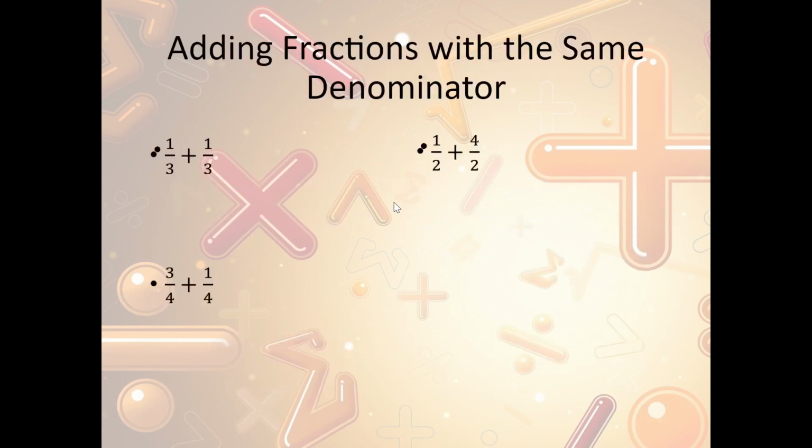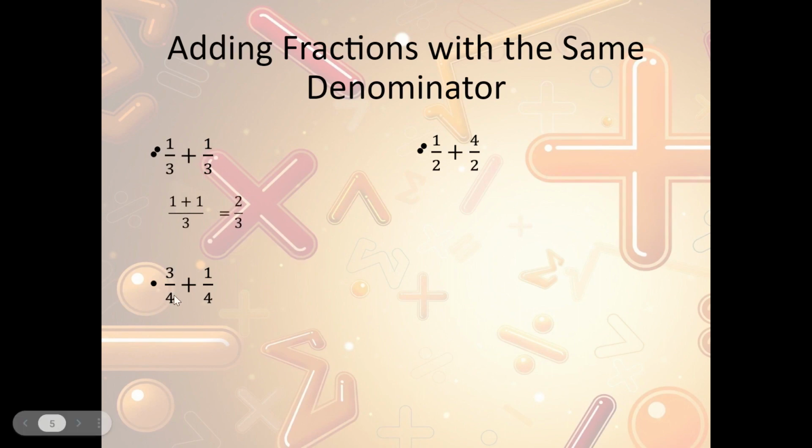So what does this look like? Well, we have an example here of 1/3 plus 1/3. We can see they have the same denominator. So therefore, we're going to add the numerators, so 1 plus 1, and we're going to leave the denominator as it is, so that's 3. So it's 1 plus 1 over 3, and 1 plus 1 is 2, so that's 2 over 3.